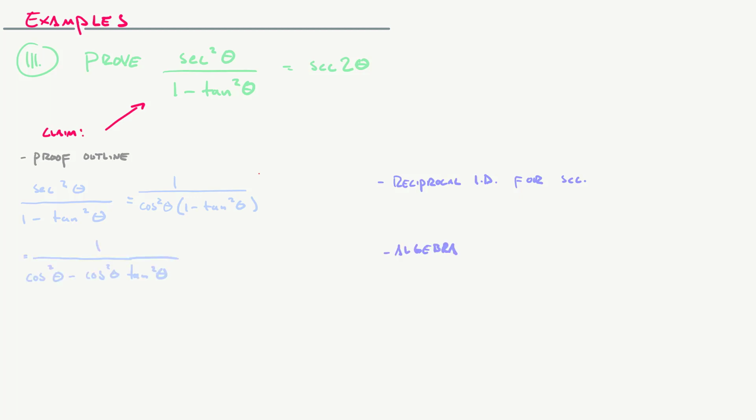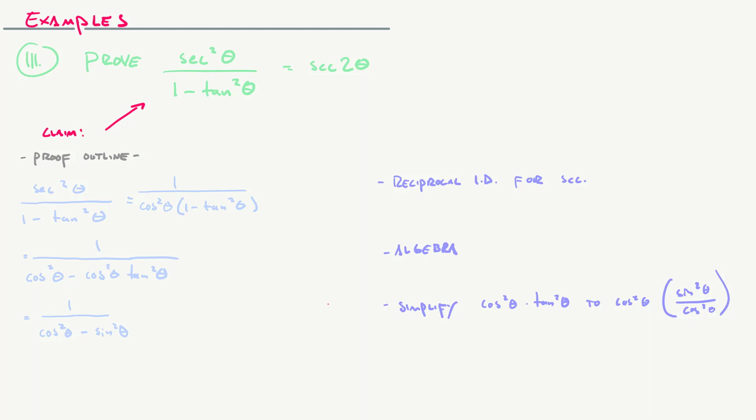Then I'm going to distribute that cosine squared theta in the denominator. So I've got 1 over cosine squared theta minus cosine squared theta tangent squared theta. Now tangent squared theta, this thing, is sine squared theta over cosine squared theta. And if we're multiplying it by cosine squared theta, then what happens is the cosines cancel, and you're just going to be left with a sine squared theta there.